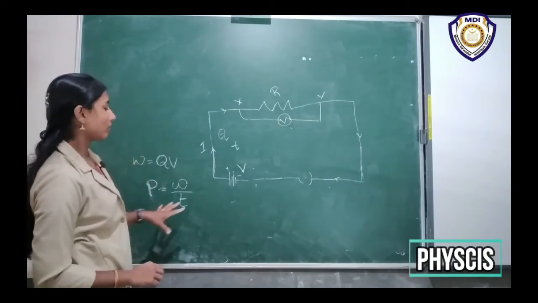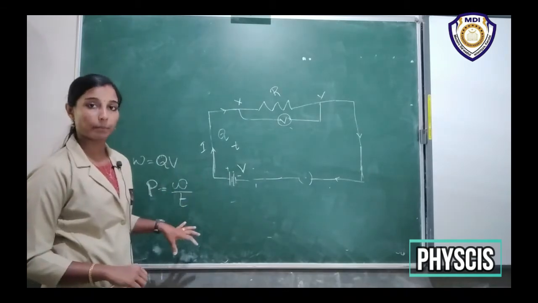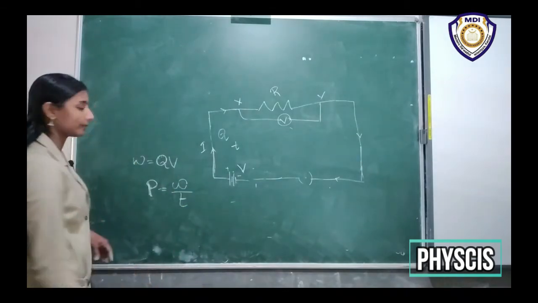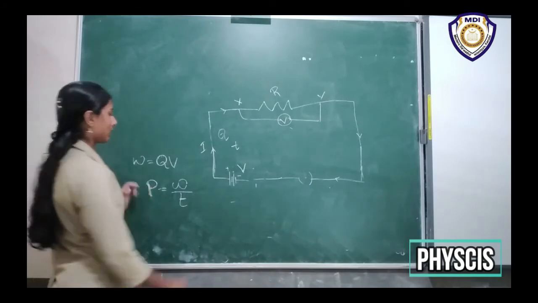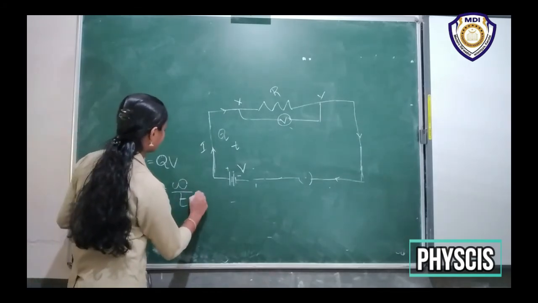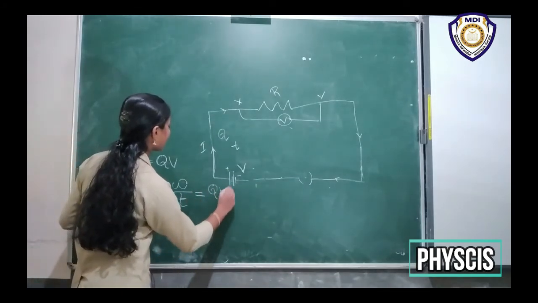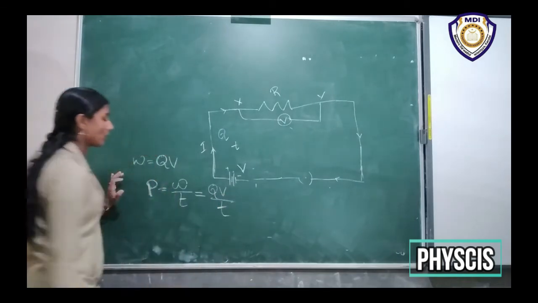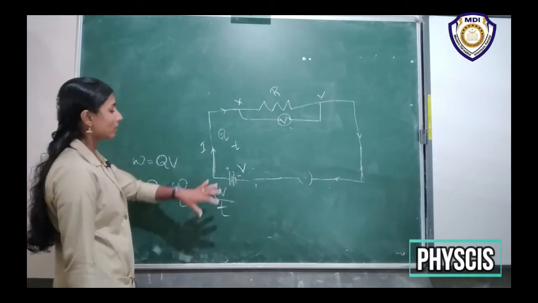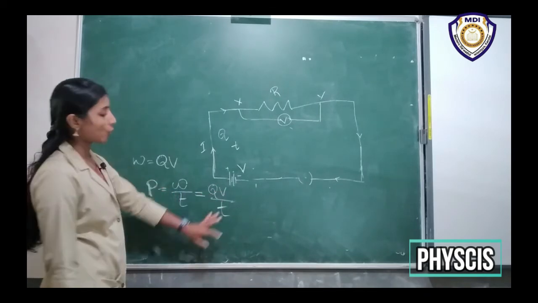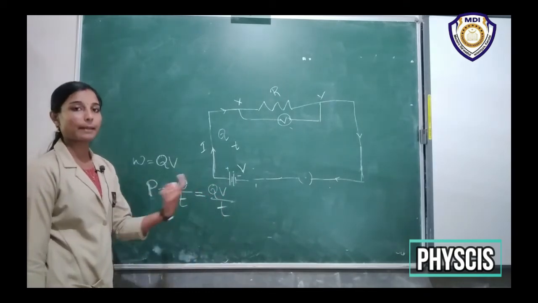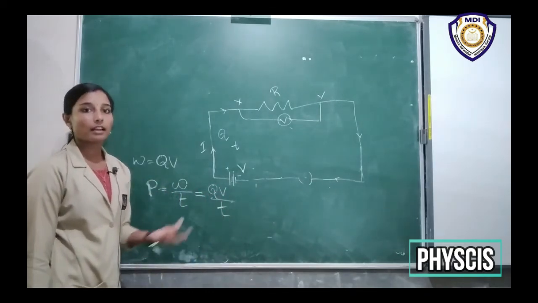So power, we know, is the work done by time. Okay, so what is the power input? We can write this as QV by t. Now you know what Q by t is: charge divided by time, that is current.